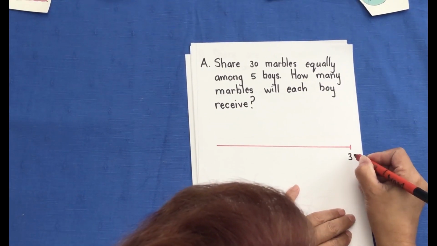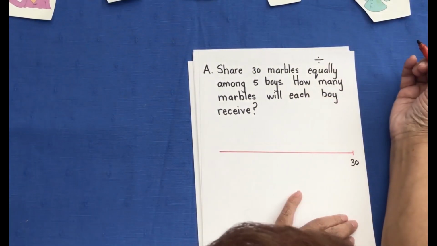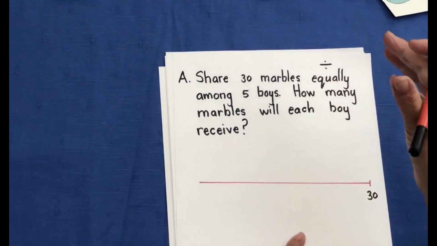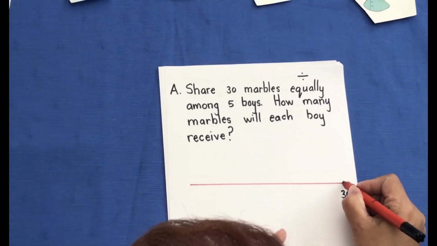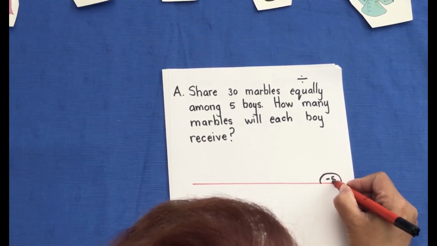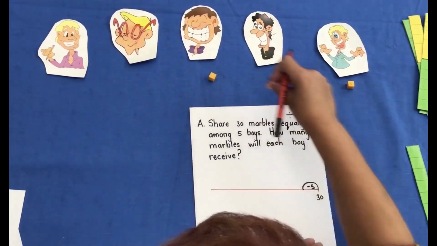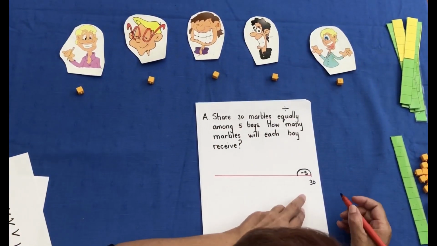So we start with 30. We do division by subtracting. Remember, your division sign looks like that. It also has that line that we use for subtraction. So division we do by subtracting. So this is what we do. We take away 5. Give each child 1. It's a very long method. You know the answer already, but you have to be able to show it on a number line.